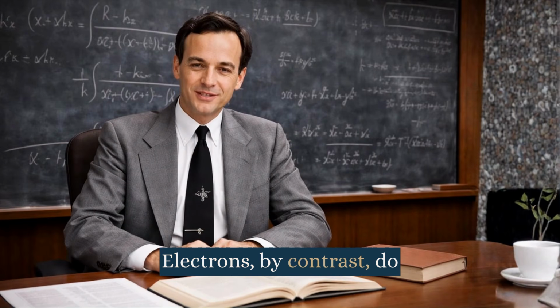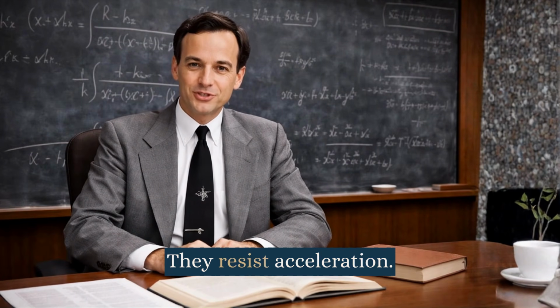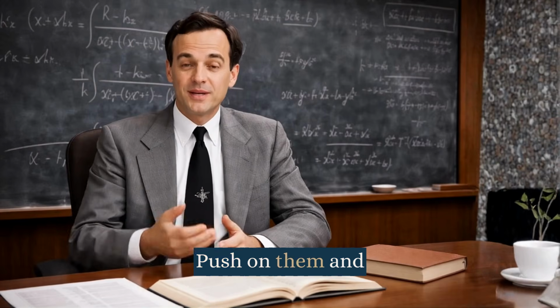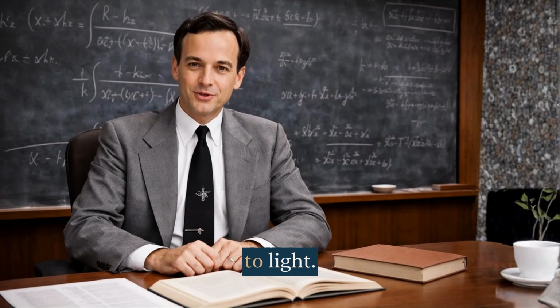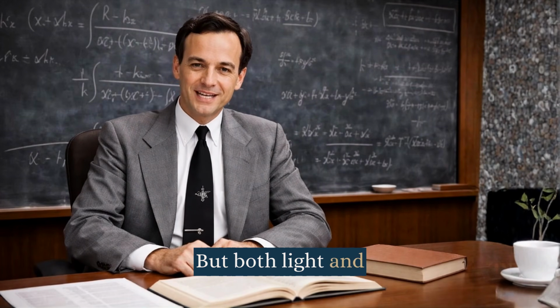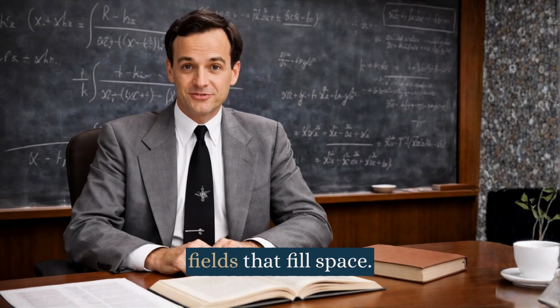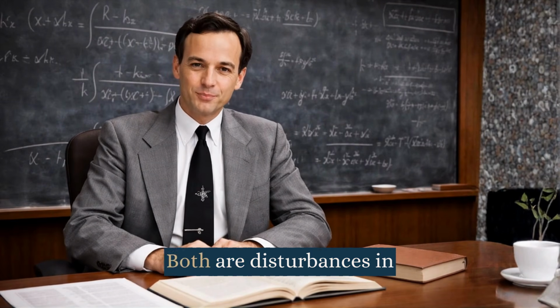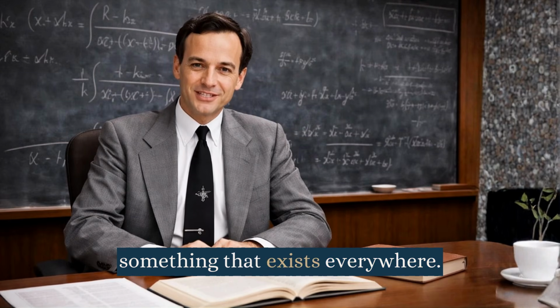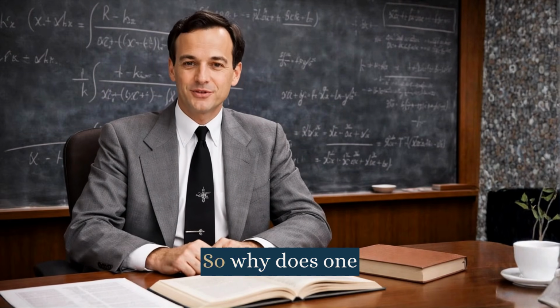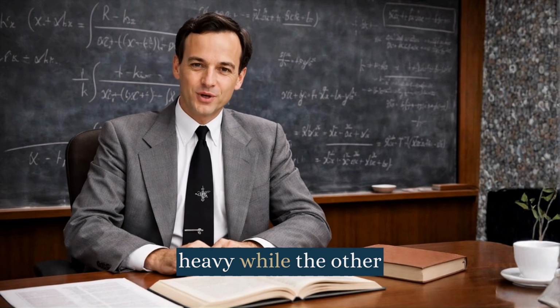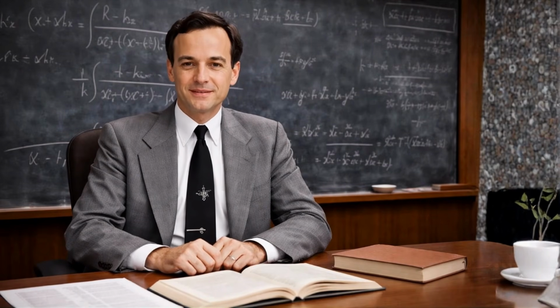Electrons, by contrast, do have mass. They resist acceleration. Push on them and they respond slowly compared to light. But both light and electrons are excitations of fields that fill space. Both are disturbances in something that exists everywhere. So why does one behave as if it's heavy while the other behaves as if it's weightless?